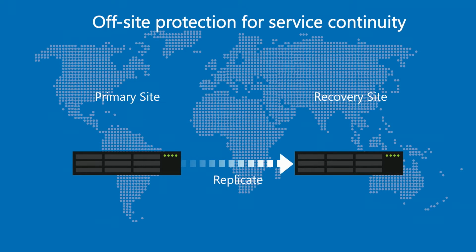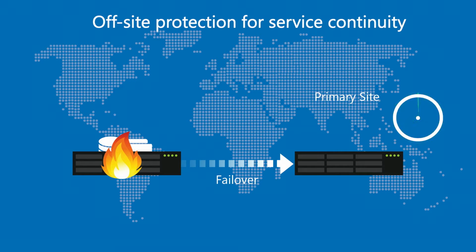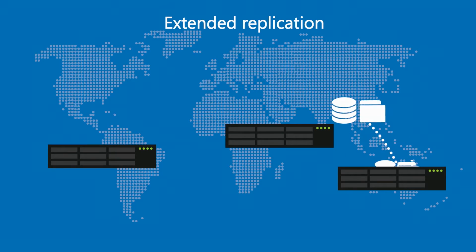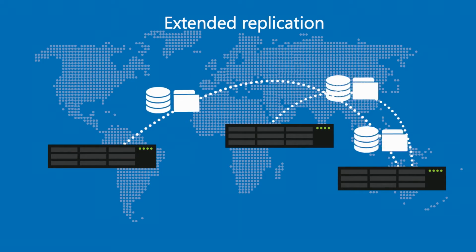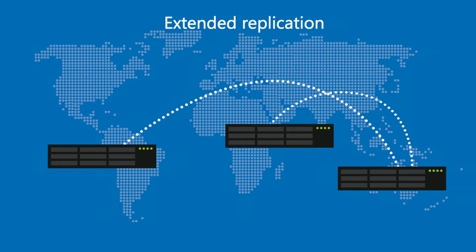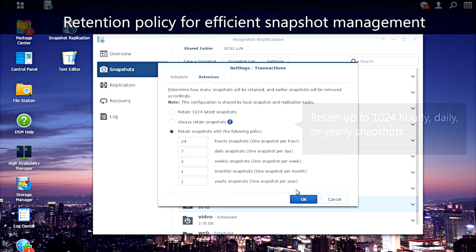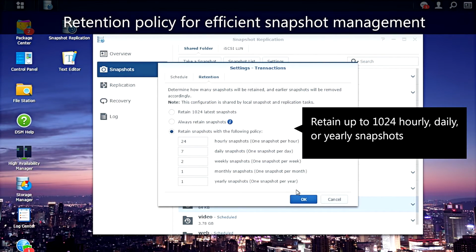You can replicate data from a primary site to an offsite location up to every 5 minutes. So when a disaster happens to your primary site, data and services will be recovered from the offsite Synology NAS within a very short period of time. In addition, data can be replicated to more than one location to save multiple copies. By configuring your retention policy, you can retain up to 1024 hourly, daily, or even yearly snapshots. You can also lock a snapshot to prevent it from automatic removal by your retention rules.